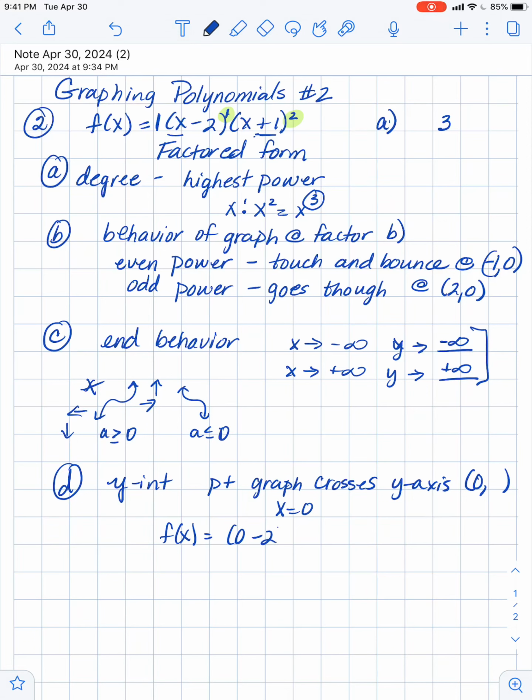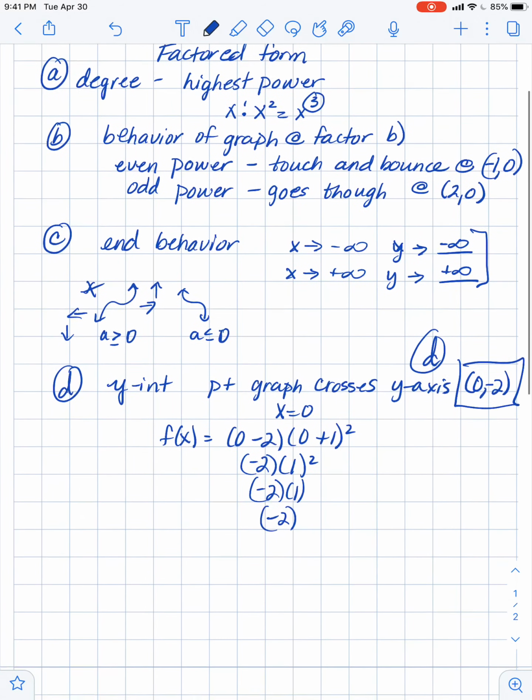So 0 minus 2, 0 plus 1 squared. So I get a negative 2, and 1 squared, which is a negative 2 times 1, which is a negative 2. And do I expect you to do all that work? No, I would hope you can do this in your head, but some of you need to show all the work. So that is my answer to D.